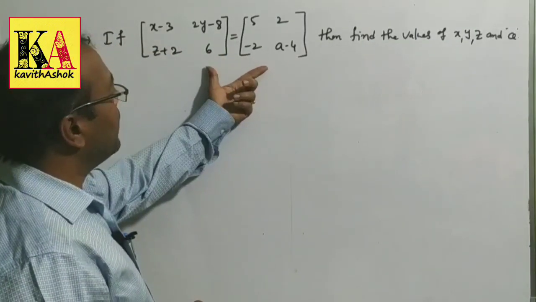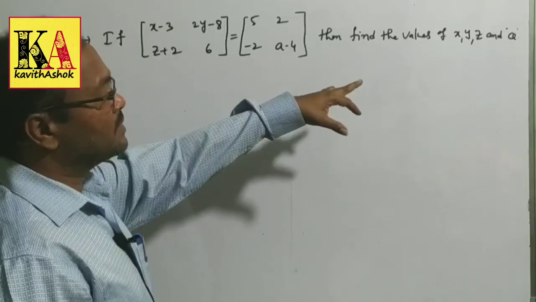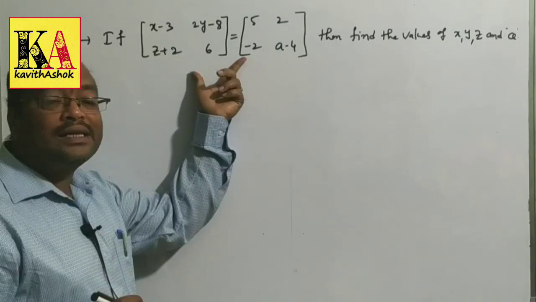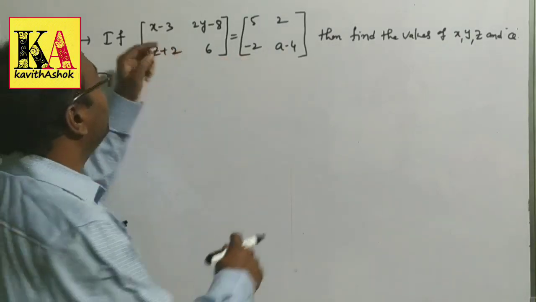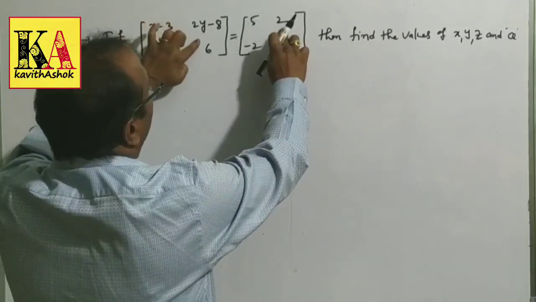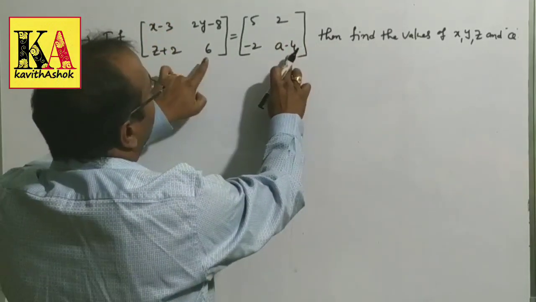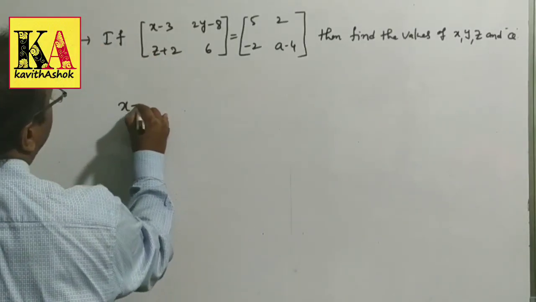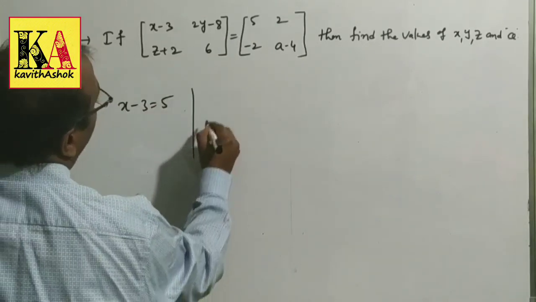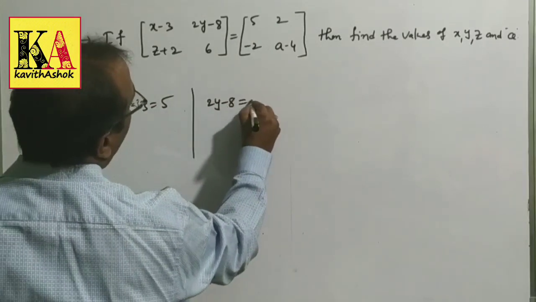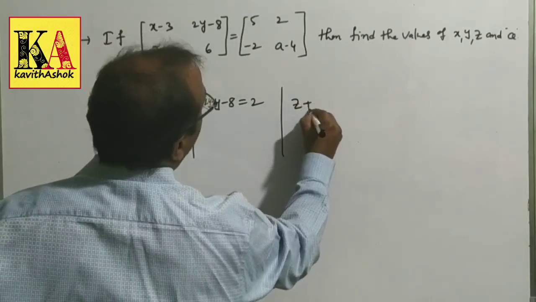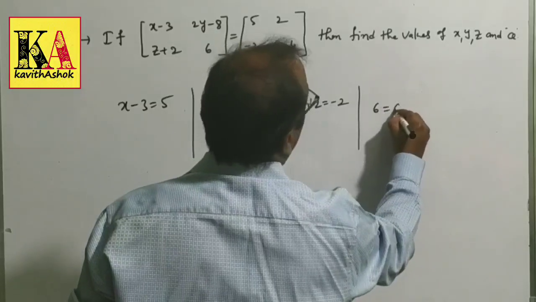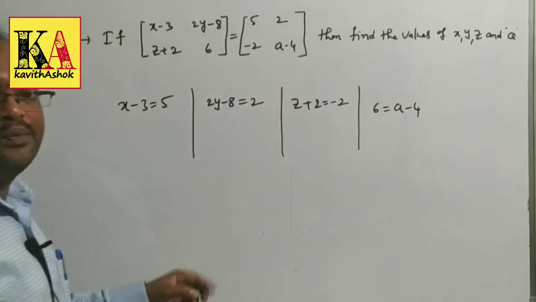It says that these two matrices are equal, then find the values of the unknowns x, y, z and a. Two matrices are said to be equal if their corresponding elements are the same. Corresponding in the sense A11 positions, A12 positions, A21 positions and A22 positions must be the same. So according to this, if you compare, x minus 3 value will be 5, 2y minus 8 value will be 2, z plus 2 value will be minus 2 and 6 is equal to a minus 4. So corresponding positions are equal.